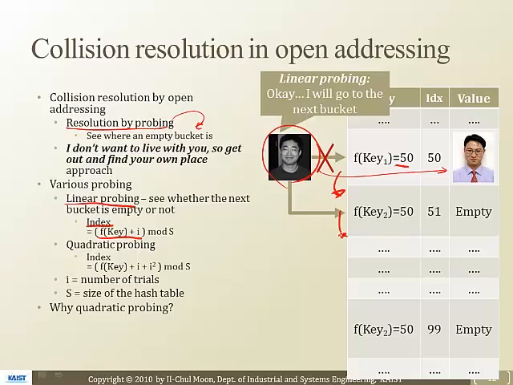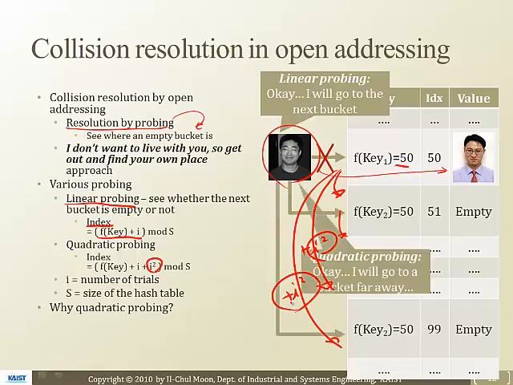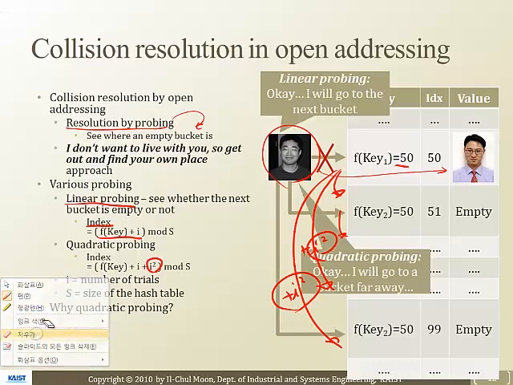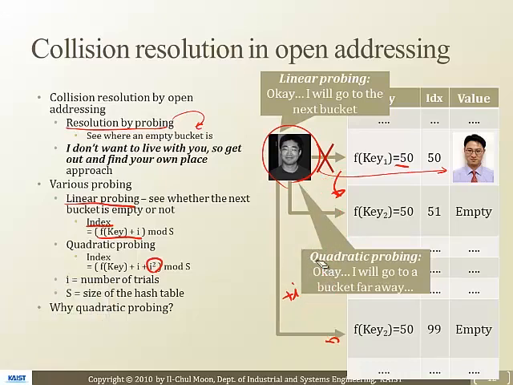Quadratic probing is a little bit different. Here we add more like quadratic terms. If linear probing is just next door, quadratic probing goes far beyond to other places, because it has an i squared term added further. So quadratic probing is, okay, I'll go to a bucket really far away.